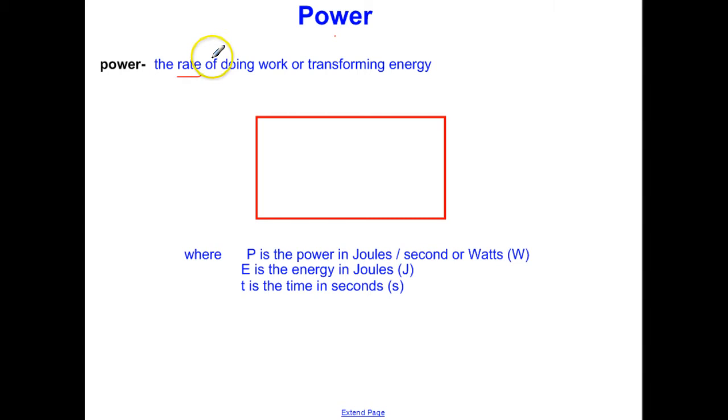Really all we've done here is take the idea of work and energy, depending on what we're doing, and divide it by time. So this is what our formula looks like. It can look like two different things. We can have power equals energy divided by time. And that's the same thing because work and energy are related. It's the same as taking our work divided by time.